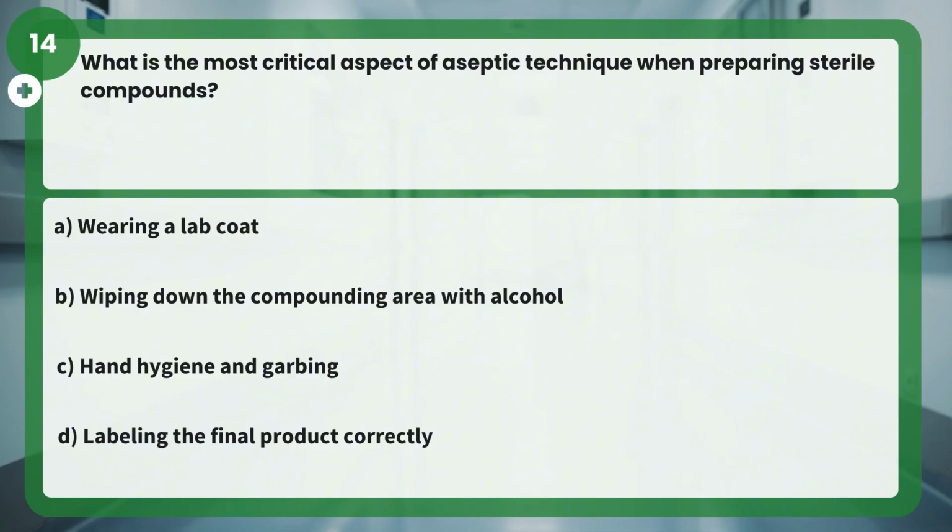Question 14. What is the most critical aspect of aseptic technique when preparing sterile compounds? A. Wearing a lab coat. B. Wiping down the compounding area with alcohol. C. Hand hygiene and garbing. D. Labeling the final product correctly.